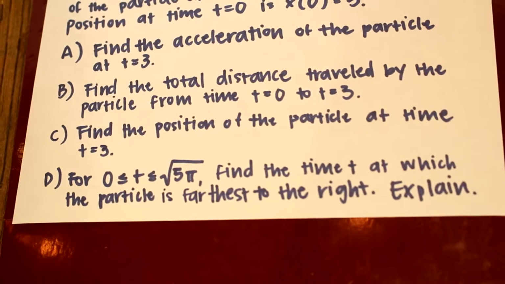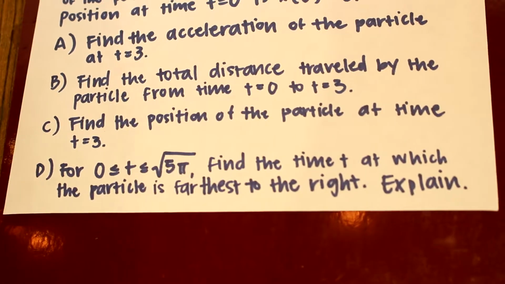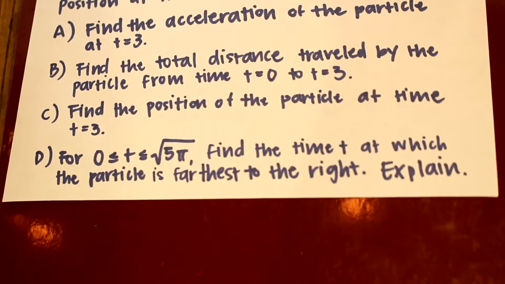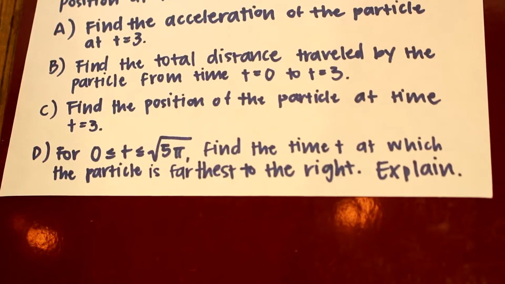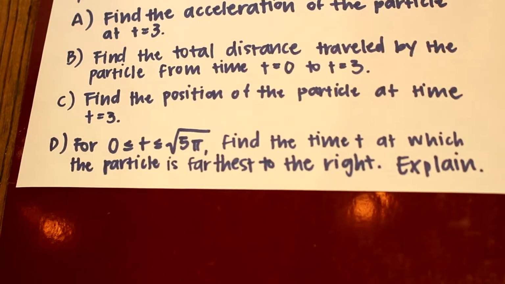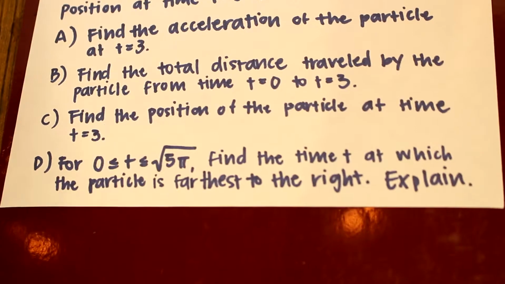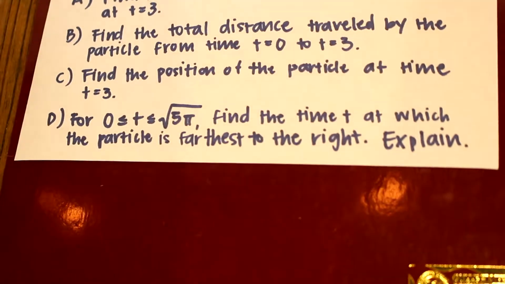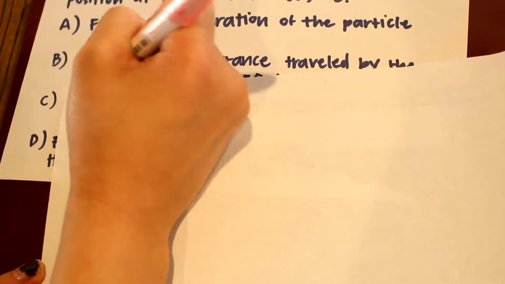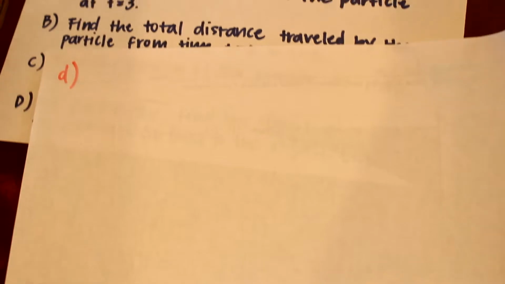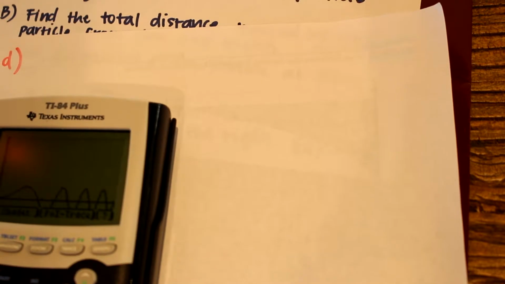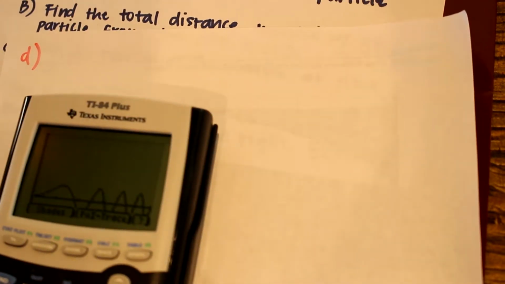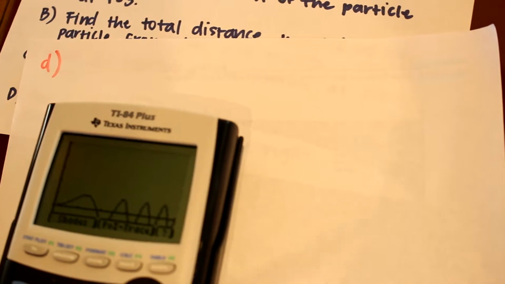The question for part D is, for the interval 0 to square root of 5 pi, find the time t at which the particle is farthest to the right and explain your answer. So this question is basically asking you to find the absolute maximum, and that would give you when the particle is farthest to the right. First, you want to find the critical points of velocity, where v of t equals 0 and it changes from positive to negative, because that is when it's moving from right to left.